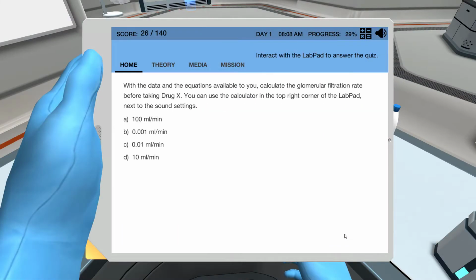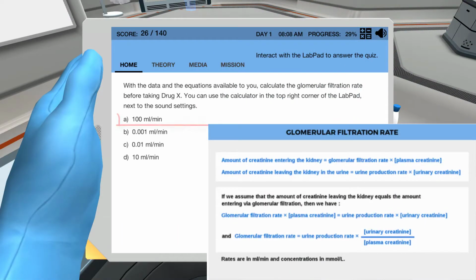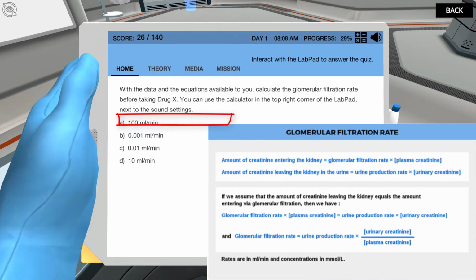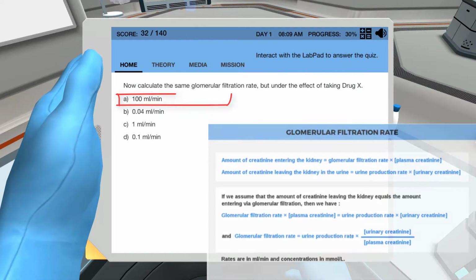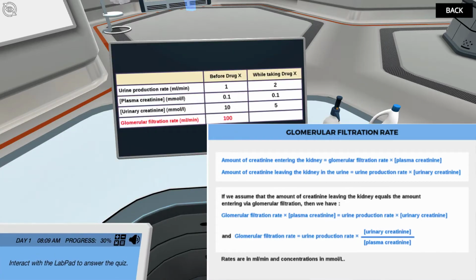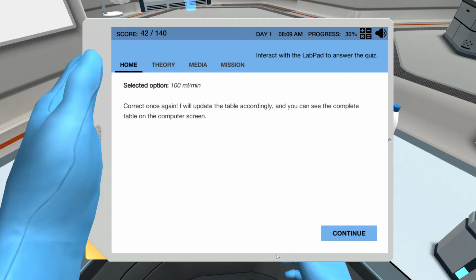With the data and the equations available to you, calculate the glomerular filtration rate before taking Drug X. Nice one. Now let's do it again for the other set of data, after taking Drug X. Now calculate the same glomerular filtration rate, but under the effect of taking Drug X. Correct once again. I will update the table accordingly, and you can see the complete table on the computer screen.